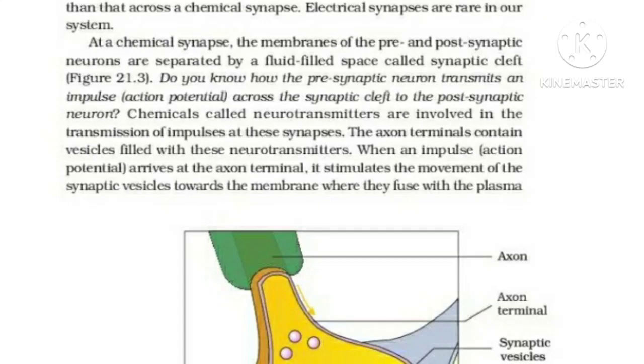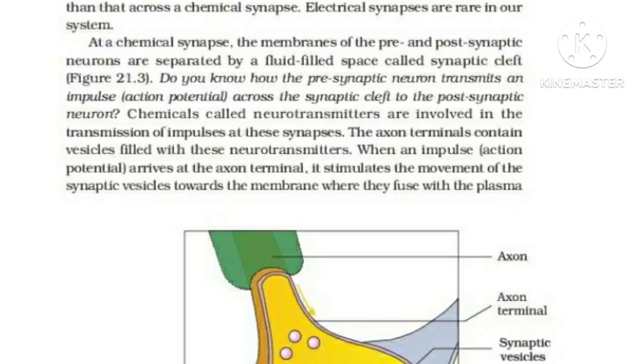At a chemical synapse, the membranes of the pre- and postsynaptic neurons are separated by a fluid-filled space called synaptic cleft. Figure 21.3. Do you know how the presynaptic neuron transmits an impulse, action potential, across the synaptic cleft to the postsynaptic neuron? Chemicals called neurotransmitters are involved in the transmission of impulses at these synapses. The axon terminals contain vesicles filled with these neurotransmitters.